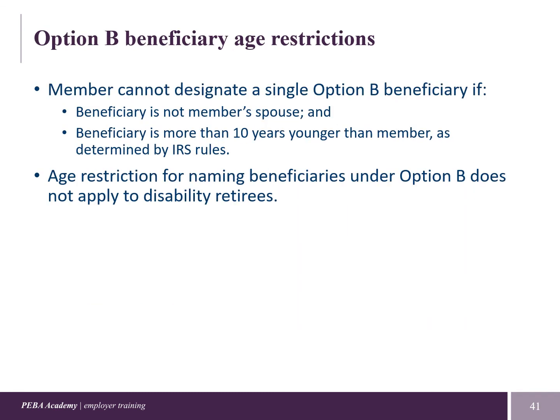As a reminder, members choosing option B may not designate a sole beneficiary who is more than 10 years younger than themselves as calculated under the IRS formula, unless the beneficiary is a spouse. A member may, however, designate multiple beneficiaries without age restrictions.